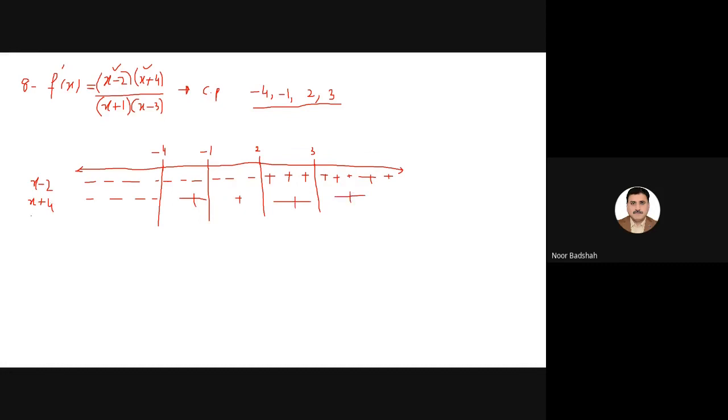Then we are moving towards x plus 1. The x plus 1 is negative to the left of minus 1 and positive to the right. X minus 3, it is negative to the left of 3 now, and positive to the right of 3. But we are interested in their products.